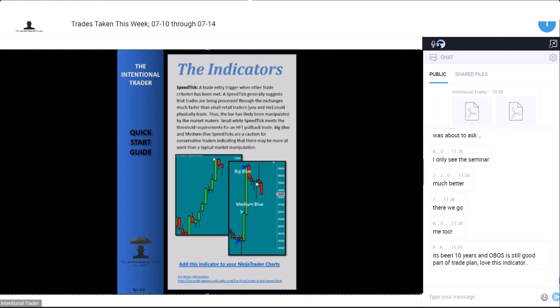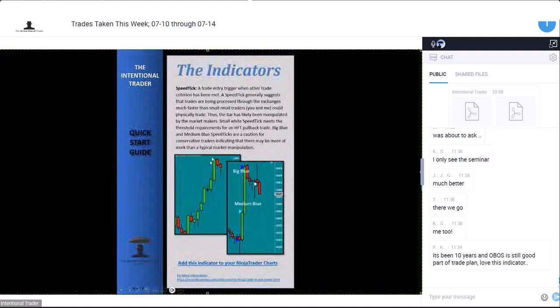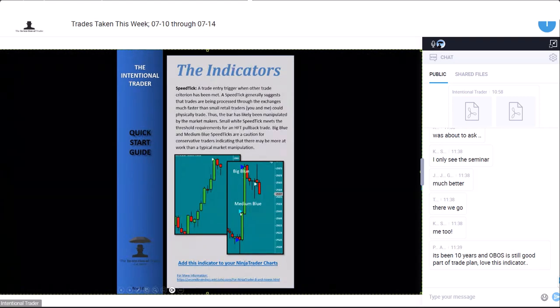Okay? So if we see the little white speed tick, that's threshold number one. That means this is probably a typical type of manipulation, and we like these. These are good ones. Then we have these, we call this a medium blue. It's a little bit bigger than the white ones, and it's not as dark as the blue one. So it's a medium blue.